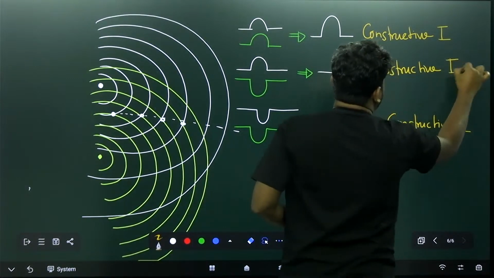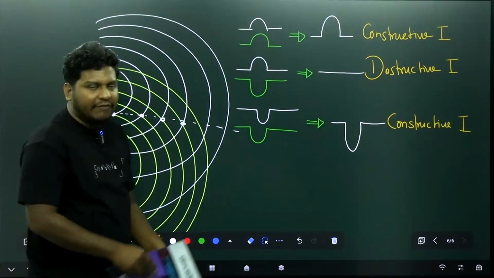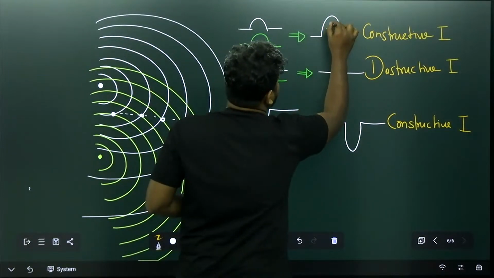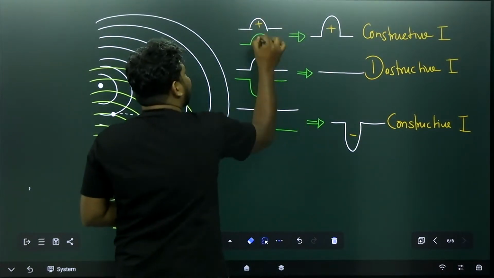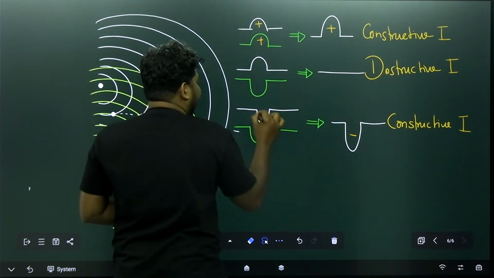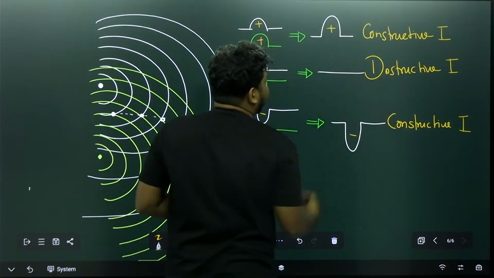Destructive interference. Okay, right. So these two are constructive interference. This is positive constructive interference. This is negative constructive interference, because this is positive and this is positive, and this is negative and this is negative. So these two are constructive interference.